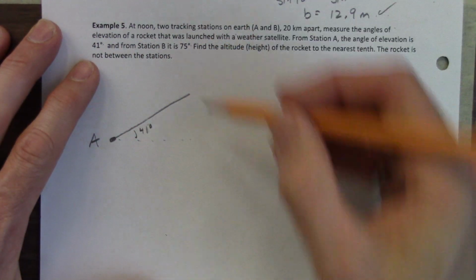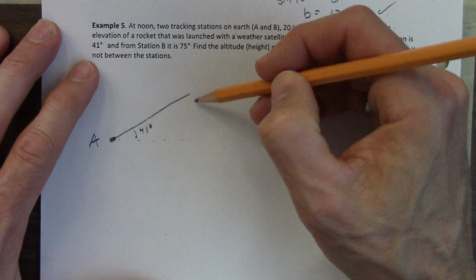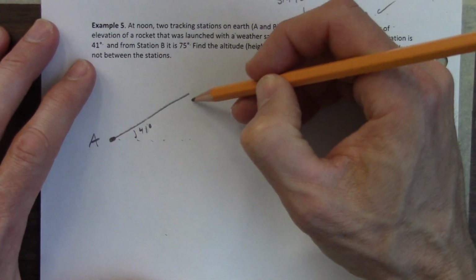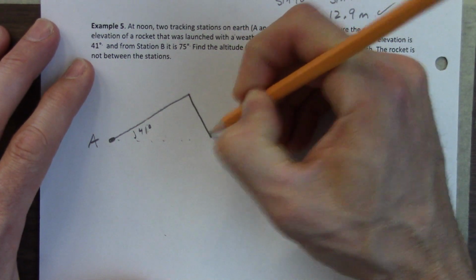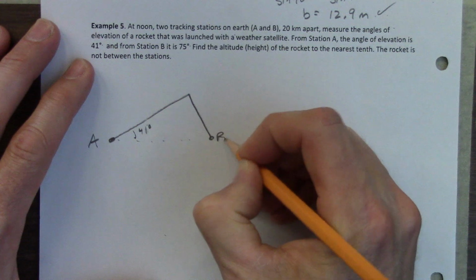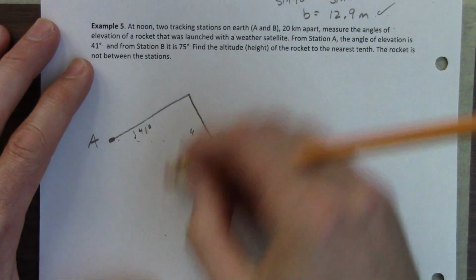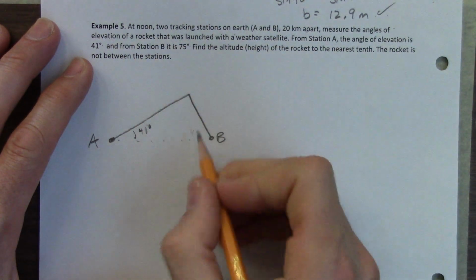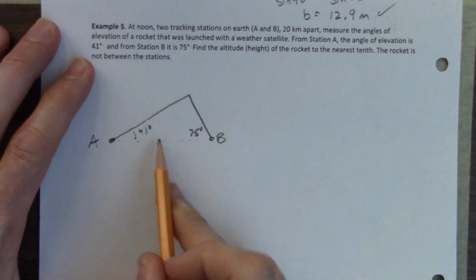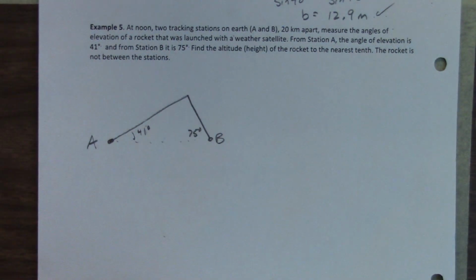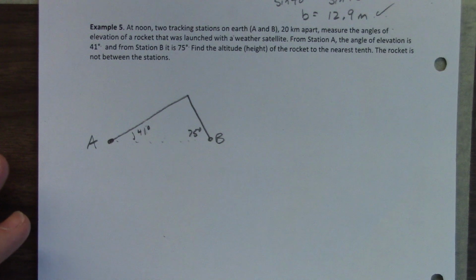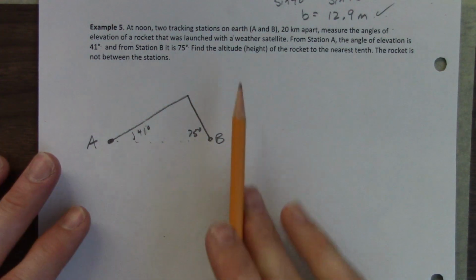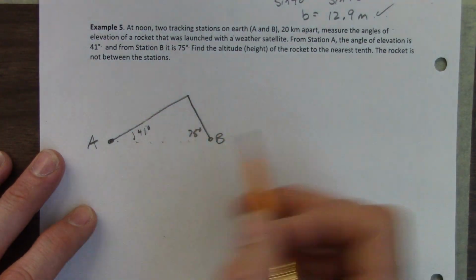So station B, we know is going to be closer. It's not quite 90, but it's pretty steep. So it's going to be like this. This is going to be station B. There's my 75. Now, if you have a protractor, you can measure these exactly. That little protractor set is perfectly allowed. You don't need to, because we're going to use algebra. But find the altitude, the height of the rocket to the nearest tenth.